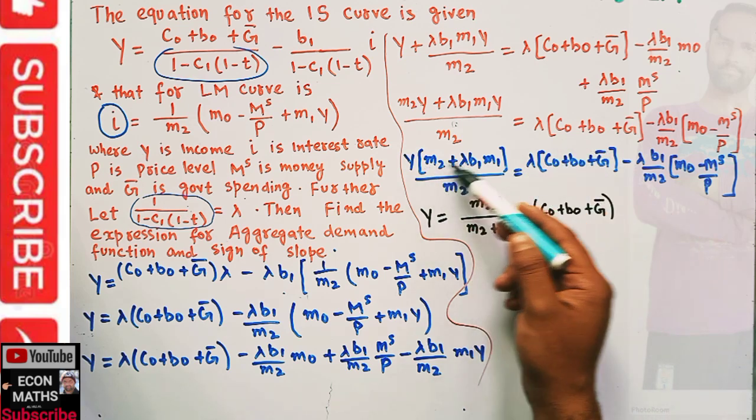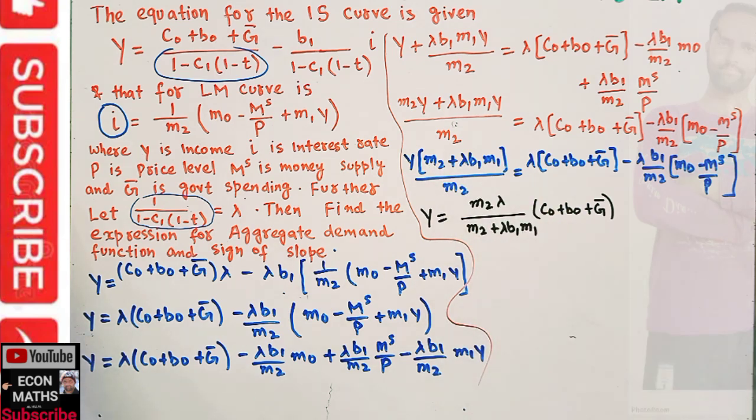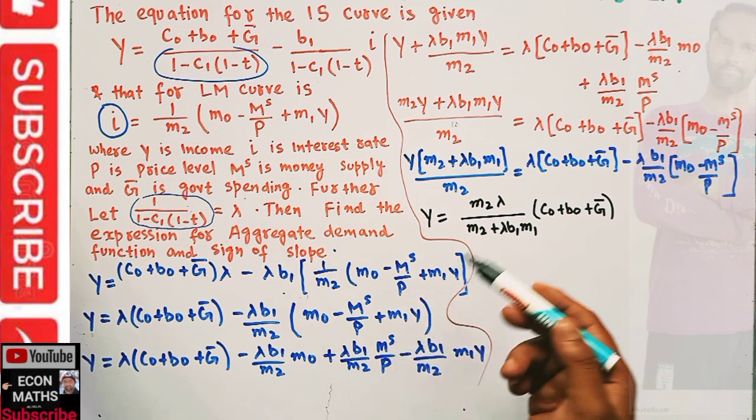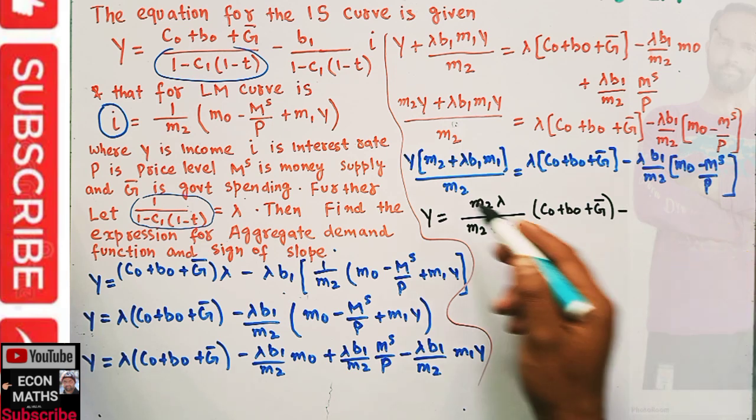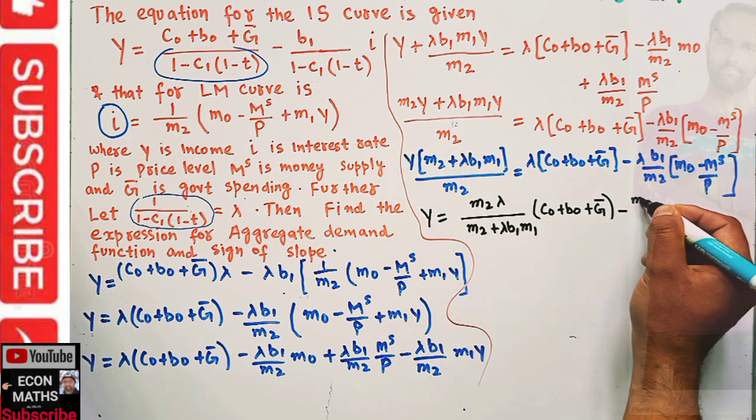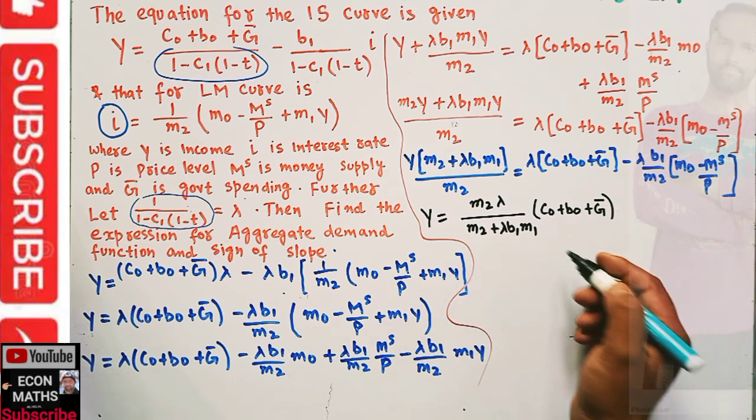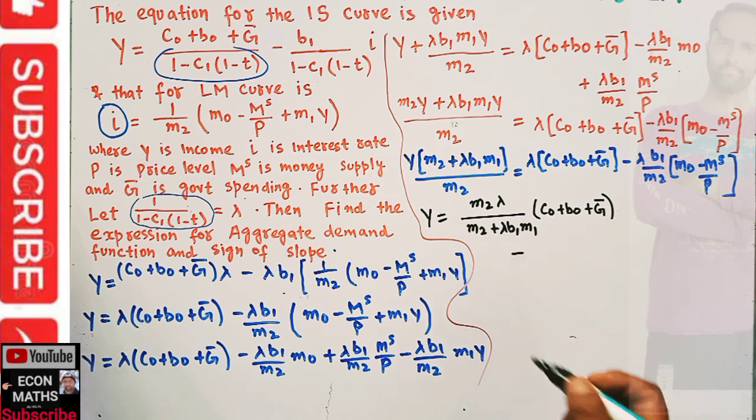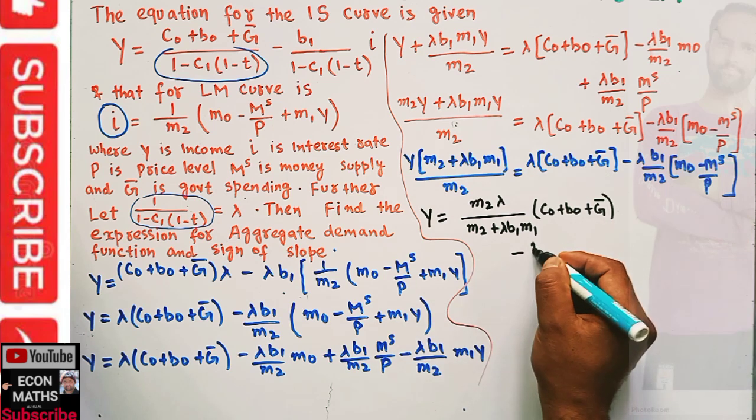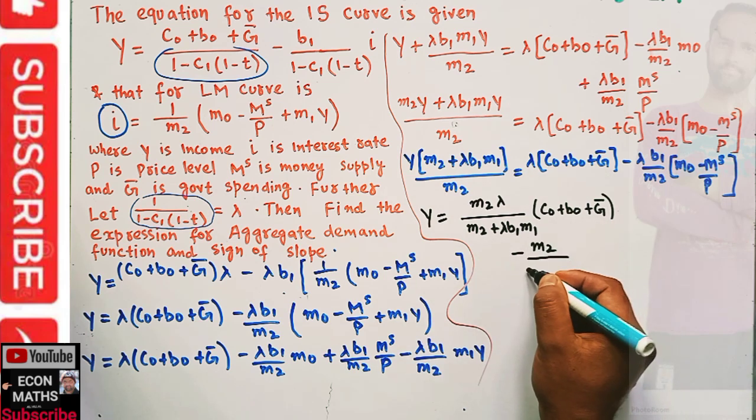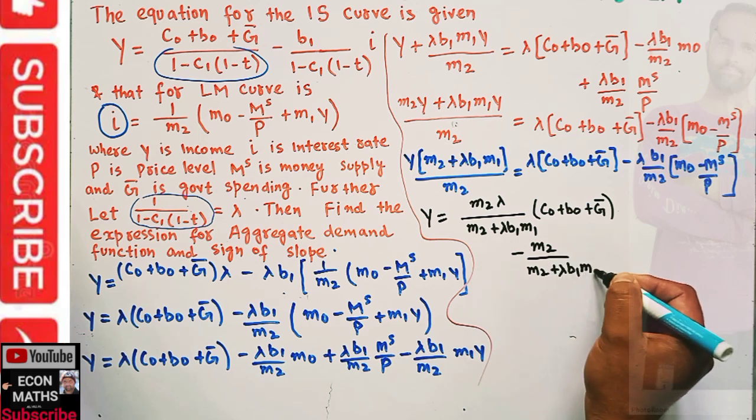So we have here this numerator upon denominator. It will become denominator upon numerator on this side. Then again here we have minus. So when we reciprocate, it will become m2, or let me write it here because it will get messy. So we have minus, I'm just transposing this term here. It will become m2 upon m2 plus lambda b1 m1.